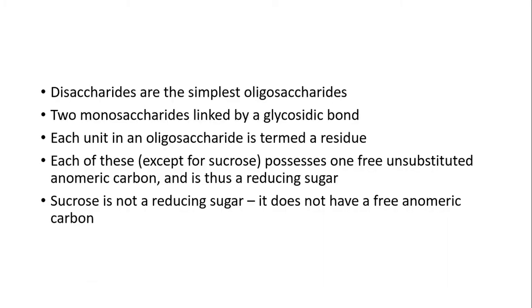So we mentioned disaccharides earlier. In the first video, we're going to take a closer look at those. But just to refresh your memory, they are the simplest of the oligosaccharides. We've got 2 monosaccharides that are linked by glycosidic bonds. Again, a reminder that we call those individual saccharide units residues. And each of these, except for sucrose, is going to possess a free unsubstituted anomeric carbon, making it a reducing sugar. Sucrose is not a reducing sugar because it does not have that free anomeric carbon.